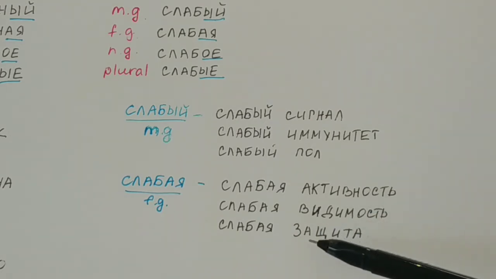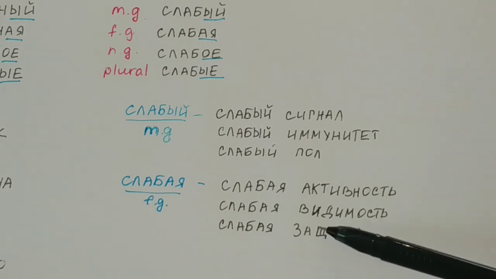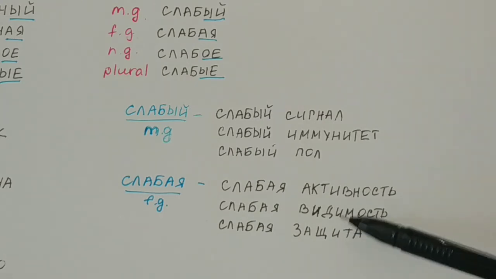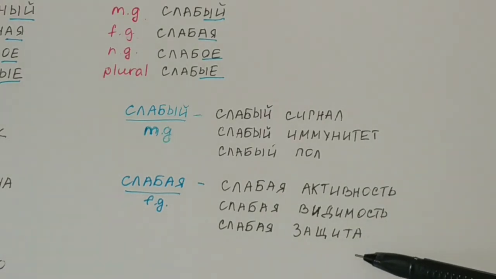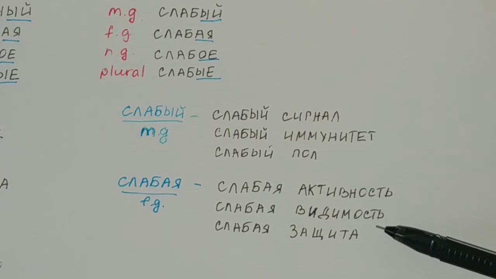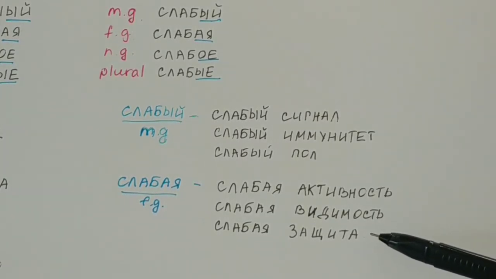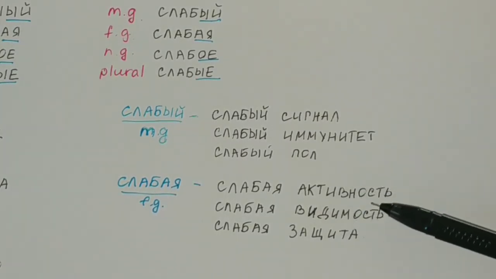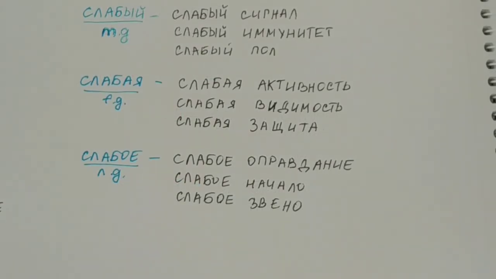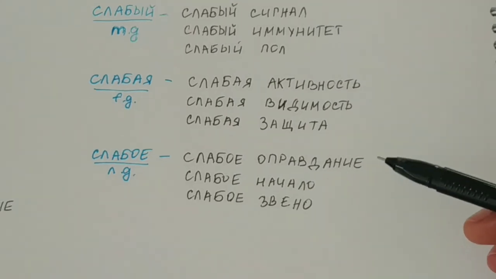So here you can see that the adjective слабая can have different translations into English, but of course weak is the most common one. And the third example is слабая защита. Защита means protection. So слабая защита is weak protection. So all of these three nouns are of the feminine gender. That's why we're using them with the feminine gender adjective. For the neuter gender version of this adjective, which is слабое, let's go over these three phrases.